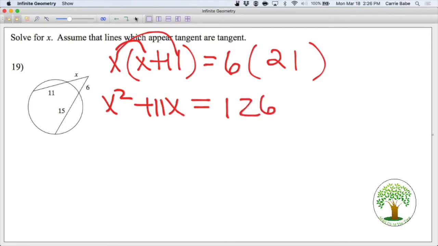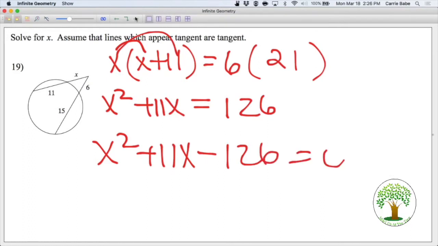Is this going to be a box method, or am I going to take the square root of both sides? Box method. How do you know? Because you have x squared and an x. That's correct. So I'm going to move that 126 over because I have to have an equals 0 to do that box method. X squared plus 11x minus 126 equals 0.